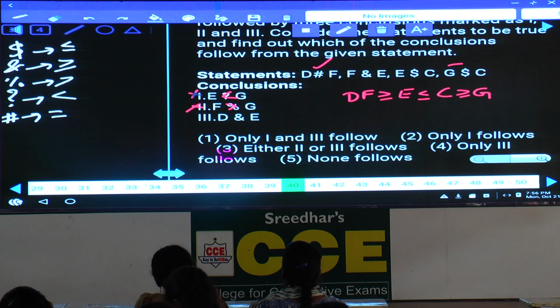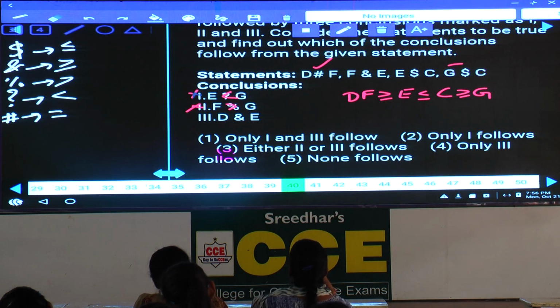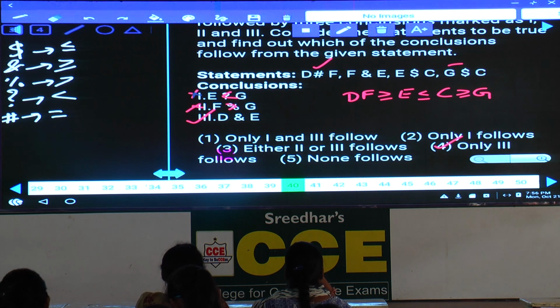And D end stands for D greater than or equals to E. Now D greater than or equals to E is definitely true. Hence what is your answer? Only 3 follows, that is choice 4. This is about question numbers 36 to 40.